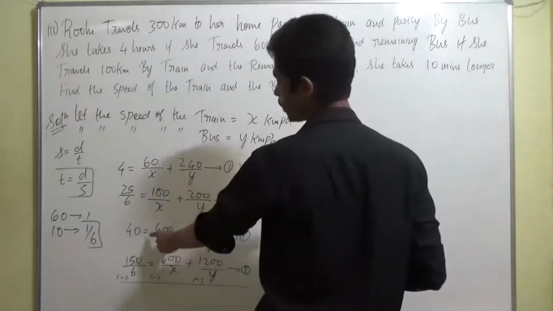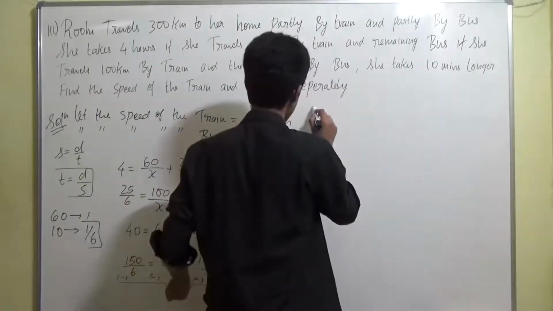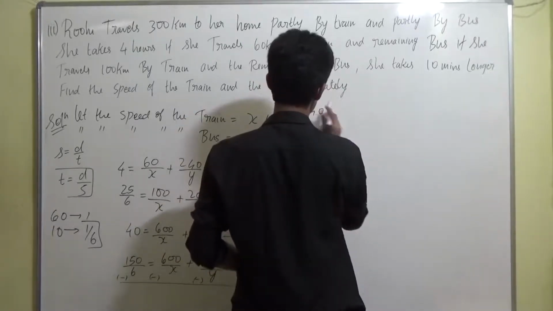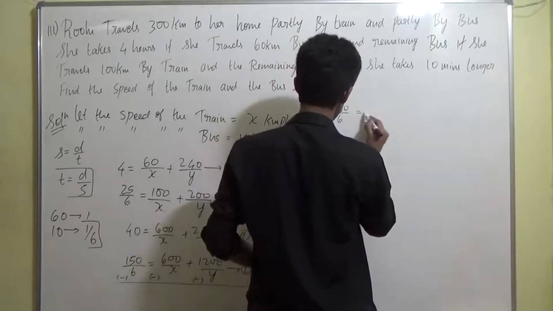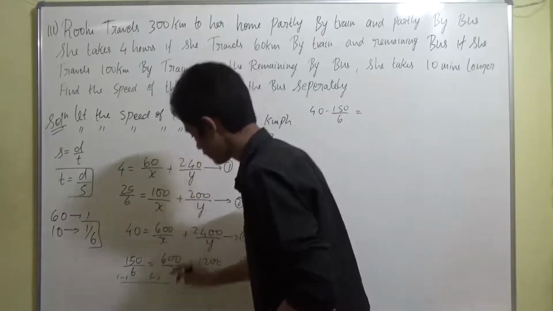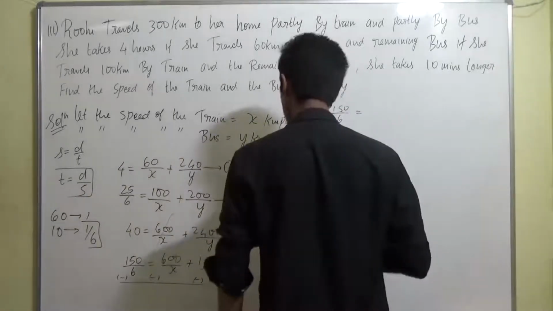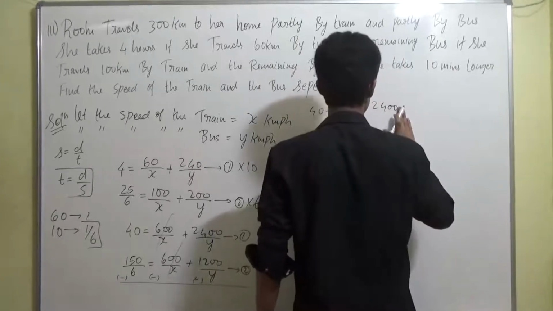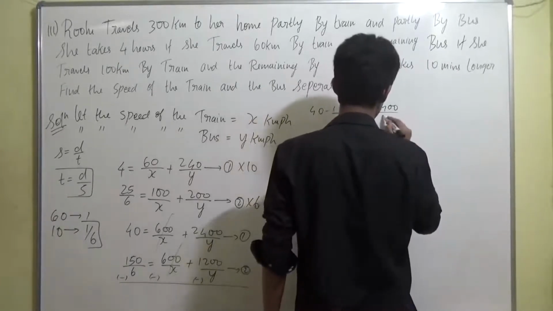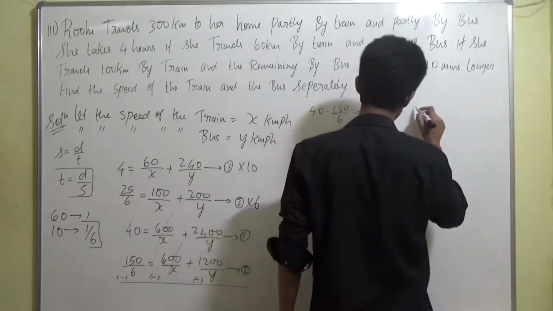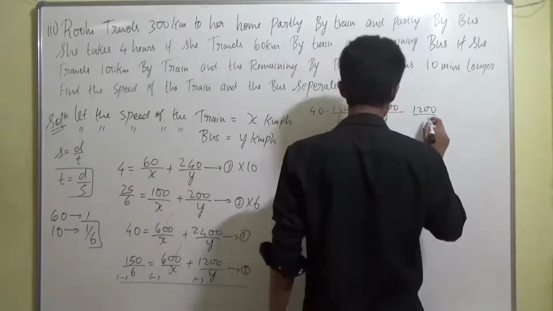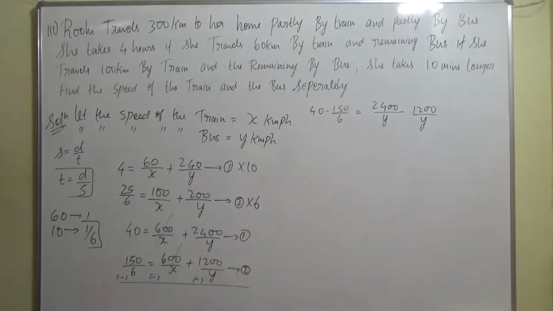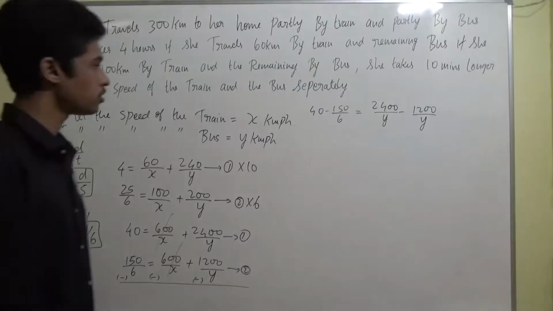This will become 40 minus 150 by 6 equal to, these two terms will get cancelled, and this will become 2400 by y minus 1200 by y. Getting it guys? 40 minus 150 by 6 equal to 2400 by y minus 1200 by y.